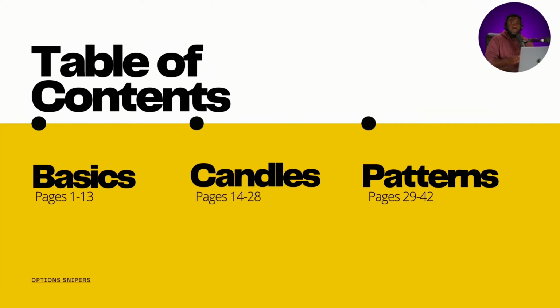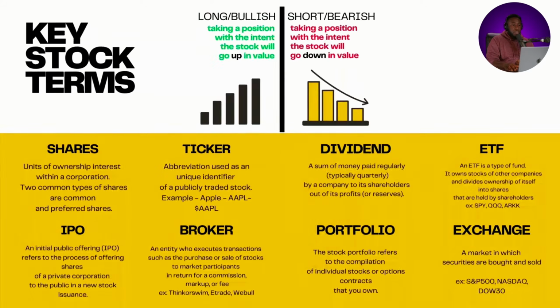We're going to go over the table of contents. The first section is going to be the basics. The second section is going to be the candles. And then we're going to go over patterns. Let's go ahead and jump right into it.